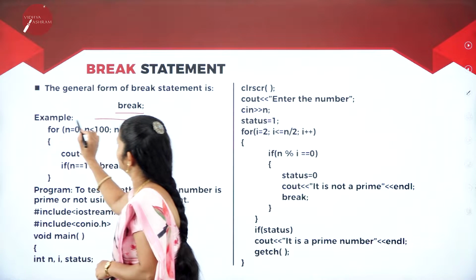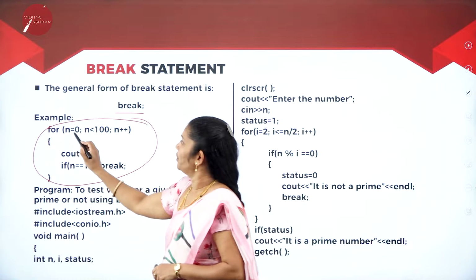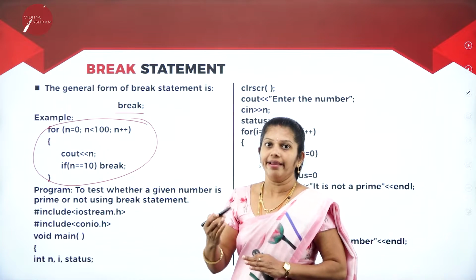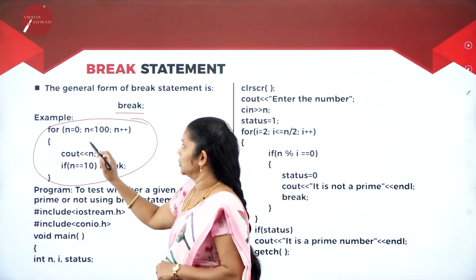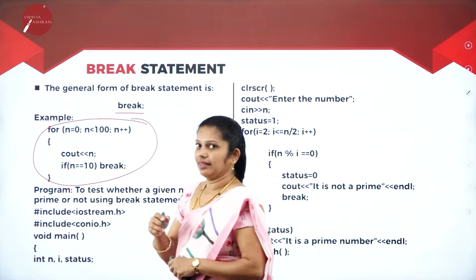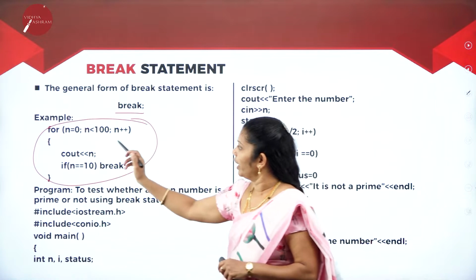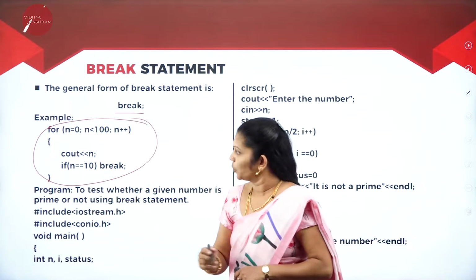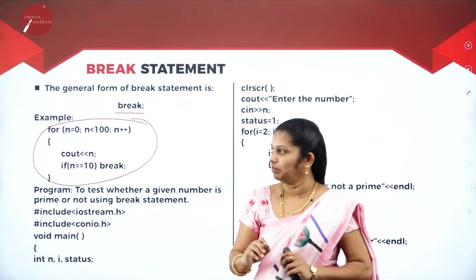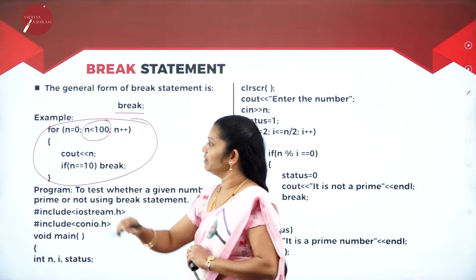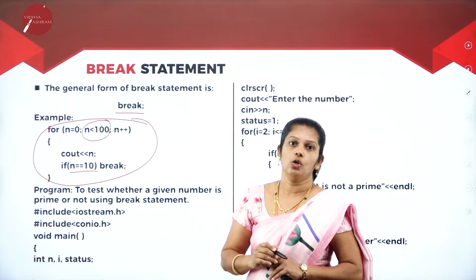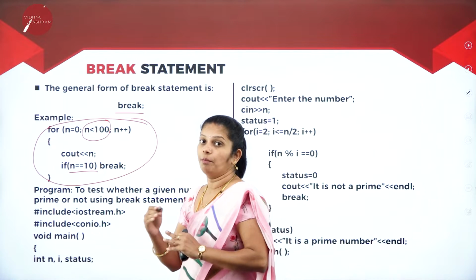If you consider this example, here we use for I equals 0, I is less than 100, as well as I plus plus, or if I want I can replace that I with n: n equals 0, n is less than 100, as well as n plus plus. Here cout n, that means now we are displaying the n value. In the beginning, it will display n equals 0. If n is equal to 10, then we have given the break. Whereas the final condition here is less than 100, after 10 only it will come out from this loop. This is the main use of the break statement.